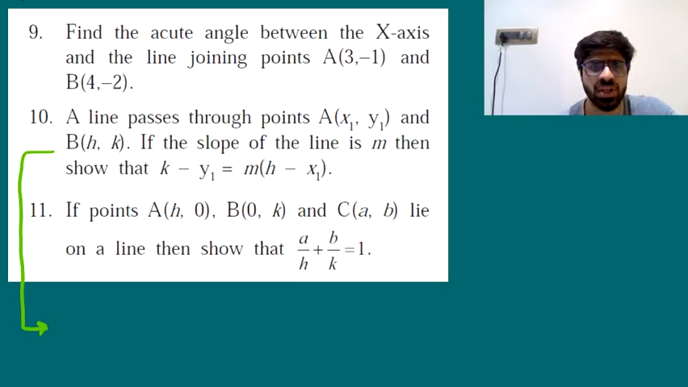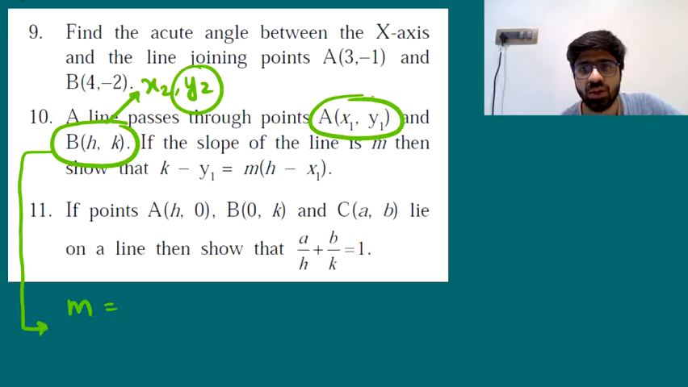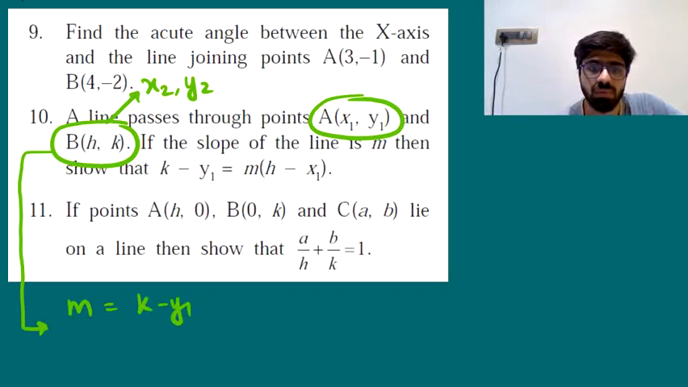So all you need to do is say that the slope of the line will be given by (y2 minus y1) upon (x2 minus x1). You can treat the point B as (x2, y2) and the point A is already (x1, y1). So the slope of the line joining A and B will be given by y2 minus y1, that is basically k minus y1, divided by x2 minus x1, that is h minus x1.